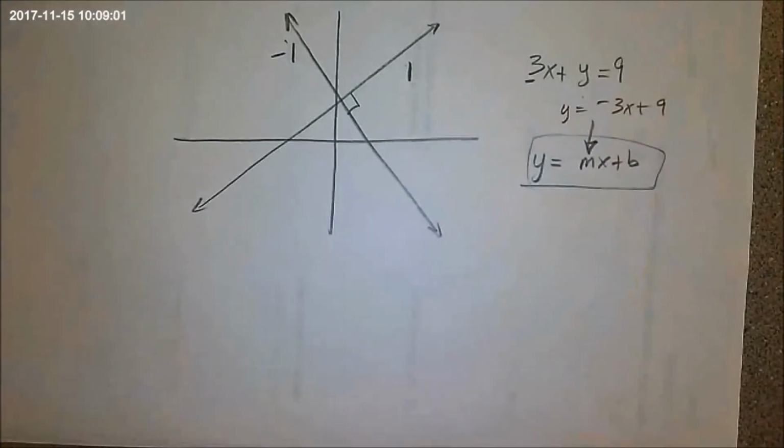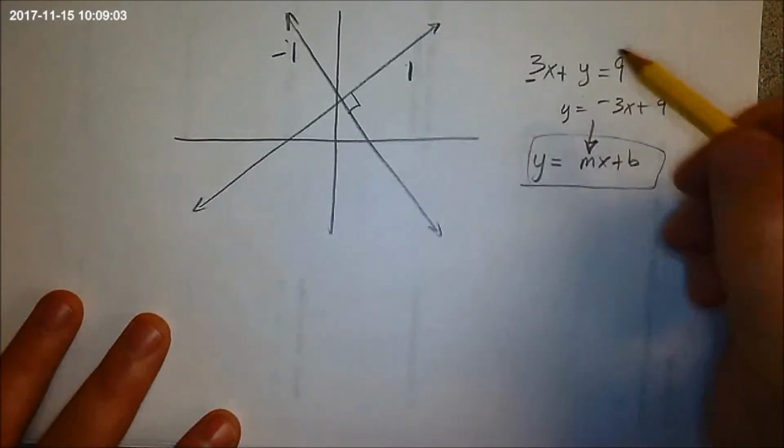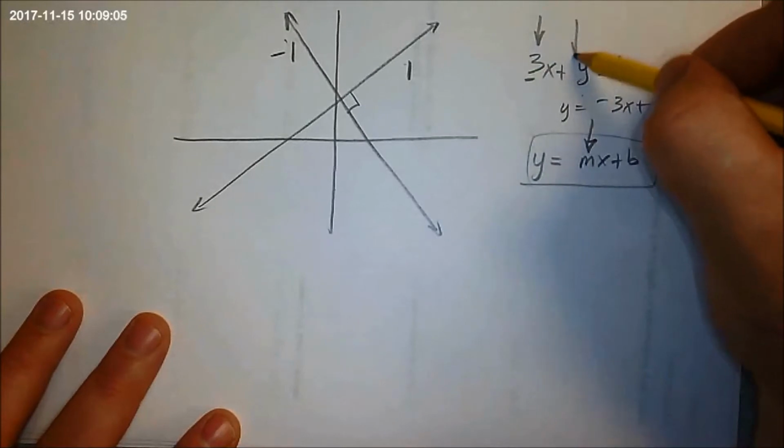Remember, look, the shortcut: the opposite of this number divided by the coefficient of y is the slope.